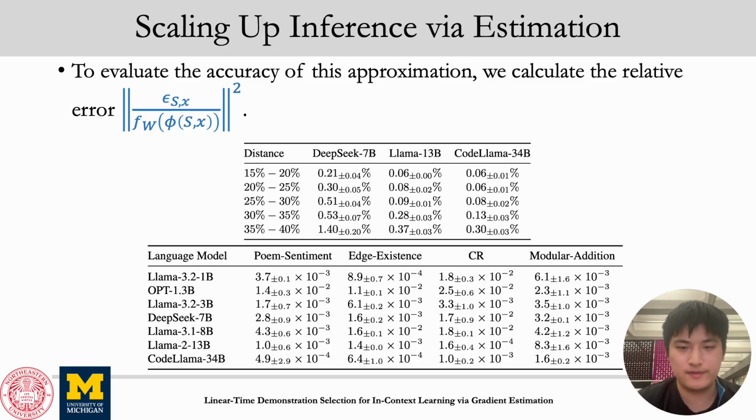We also use real datasets, such as poem sentiment, ag news, CR, and modular addition, to check the relative error, and they are still very low. Someone may consider that when the size of the language model rises, the error may rise, but from the results we found that the error is still very low, even when the parameter size is very large.